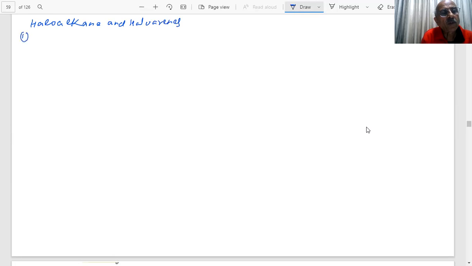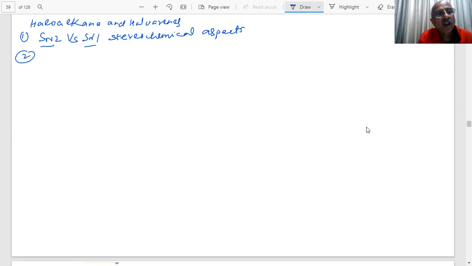We have already told you SN2 versus SN1 stereochemical aspects, students. They are very important. You know that SN2 is accompanied by an inversion, which is also called Walden inversion, and SN1 gives rise to racemization. These questions will be there. And the rates of SN2 and SN1 will be there in the exam. Very important. SN2 versus SN1 reactions will always be asked, and we have told you about beta elimination, students. A very important question is coming on that.